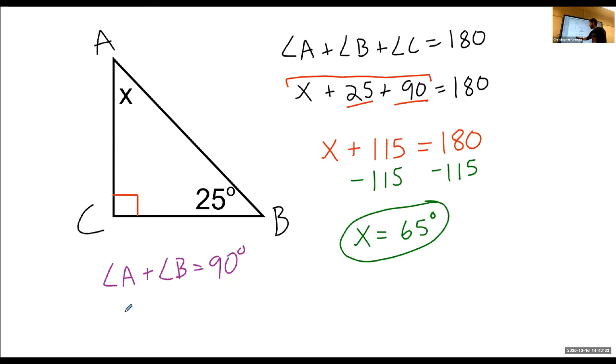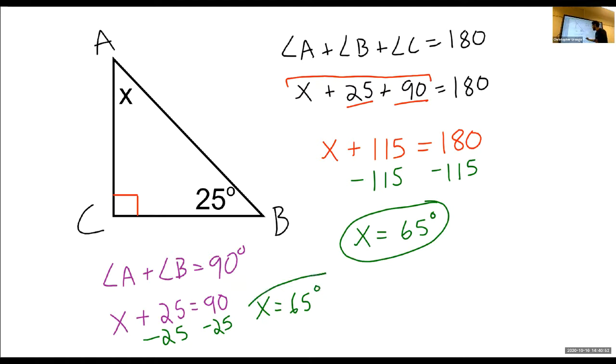So now I'm basically skipping a step. When I do this, I don't know what angle A is, so I'll call that X, and I know angle B is 25. So I can just solve for X by subtracting 25 from both sides, and I will get that X is equal to 65 degrees. So as you can see, using properties of right triangles, we can solve problems a little bit quicker when we're looking for missing angles. So now we have two different techniques.